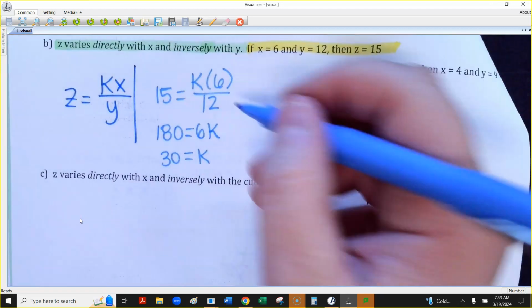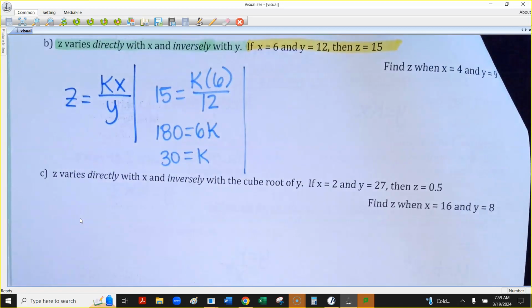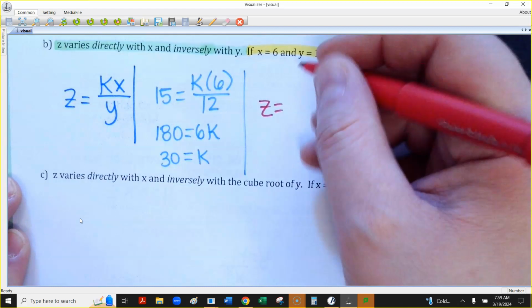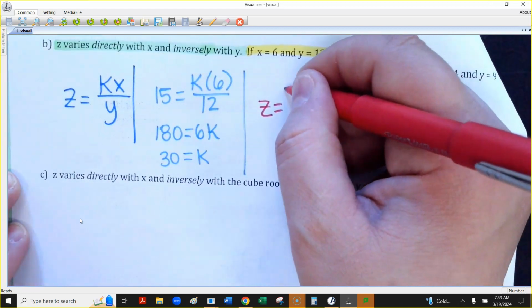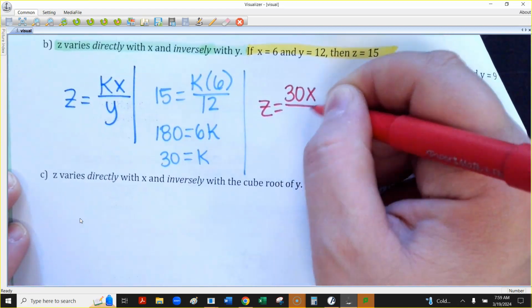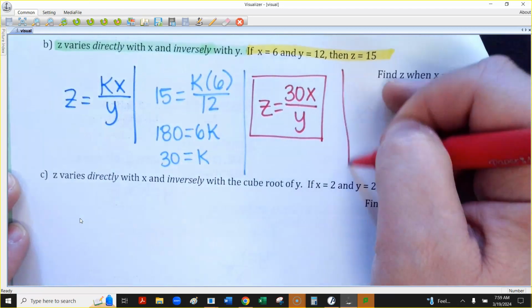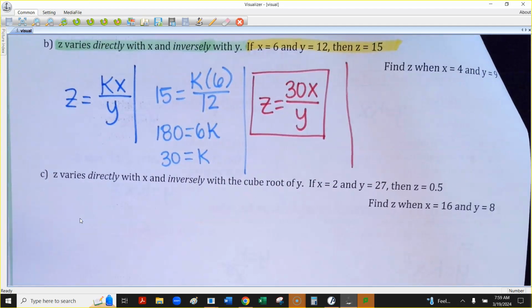Once you have the k value, you're just going to back up to that first step and rewrite that equation real quick, but replace the k value with what you figured out it should be. So this would be z equals 30x over y. That's a general equation for this situation. And then they're going to ask me a secondary question here.